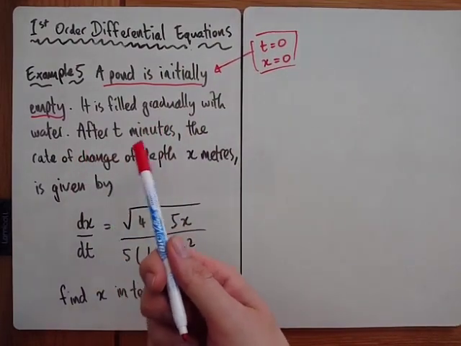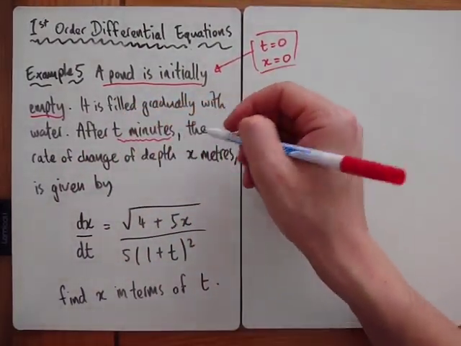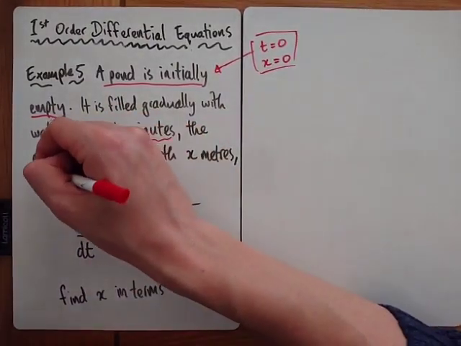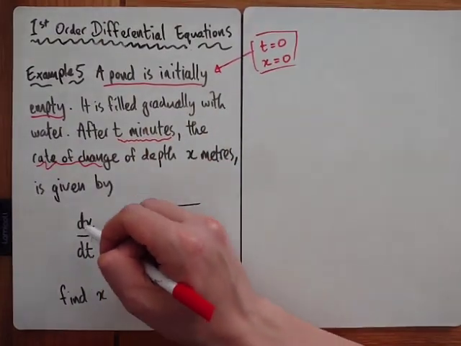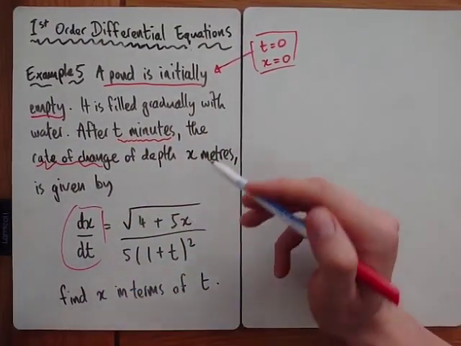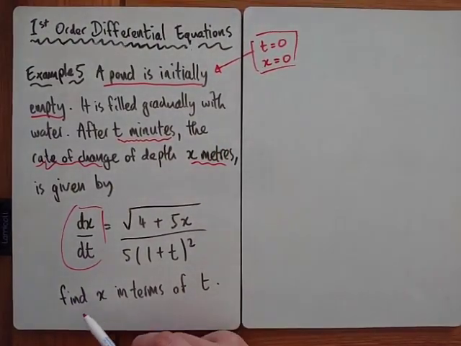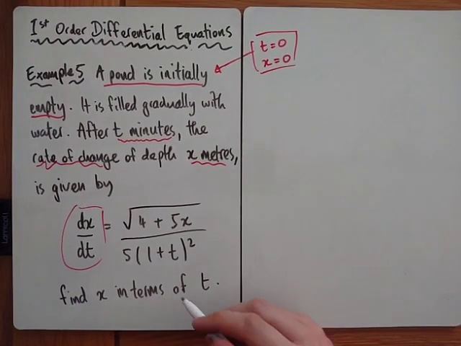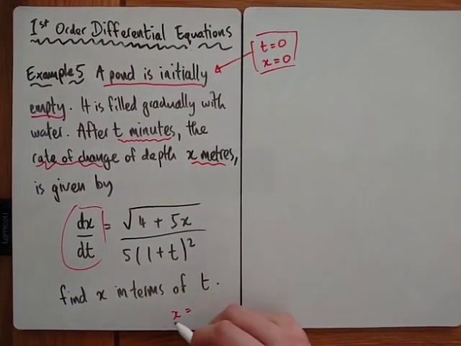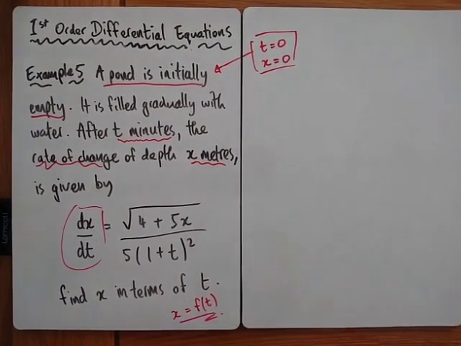Fill gradually after t minutes, so t, the time, is measured in minutes, make sure you use the correct units. The rate of change of depth, so when you get a rate of change, remember that's going to refer to a derivative. So you've got a rate of change of depth, and x is measured in meters. And then the actual question says find x in terms of t. So what we're aiming to do, potentially for 8 marks, maybe more, is to get x is equal to some sort of function of t.